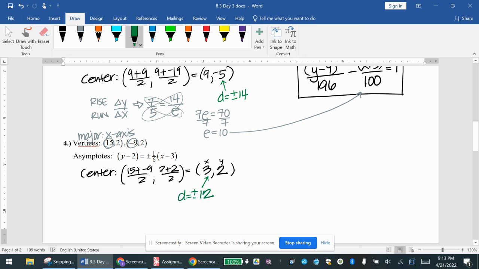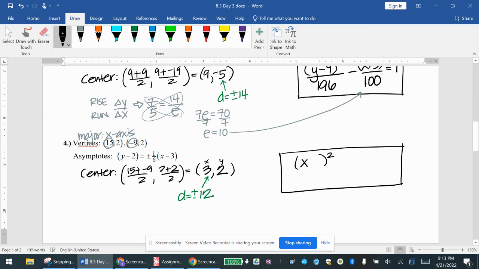Okay? Now, again, start thinking of your final answer, right? We already know that the major axis is the x-axis, so we're going to need the x to come first and the subtraction to belong to the y. We know that d is 12, so that's 12 squared is 144. I'm also going to go ahead and plug in the center. Okay, so we need to find e squared, right?